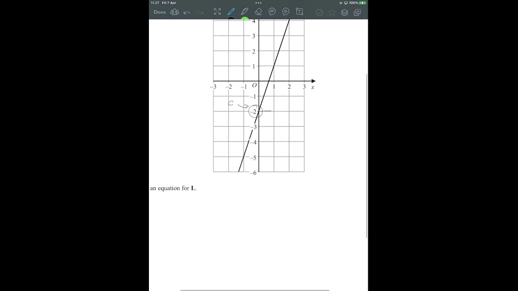And I also need to find the m. Well, there I'm going to draw myself a right angled triangle to do my change in y, which is 3, over my change in x, which is 1. So my m is 3 over 1. I'm going to double check that is an uphill line, so that is intended to be positive. So my line is y equals 3x minus 2.